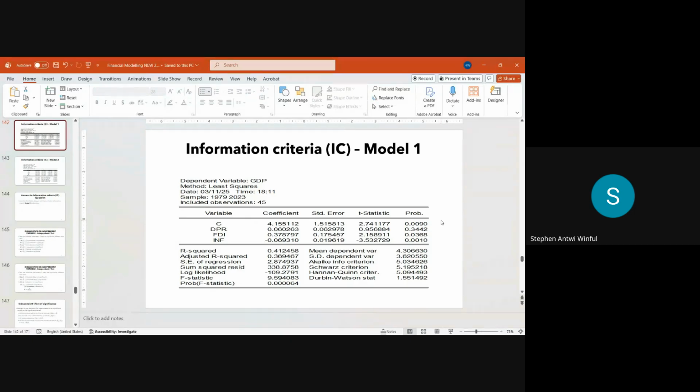So then, given this, what will be your final regression model? How will you derive your final regression model? How will you write it? Let me just say it for lack of time, and then you can try the model 2 in your houses. So GDP is equal to 4.15512 plus 0.378797 FDI minus 0.069310 INF. That will be your final regression equation. You see, I didn't bring in DPR because DPR was insignificant.